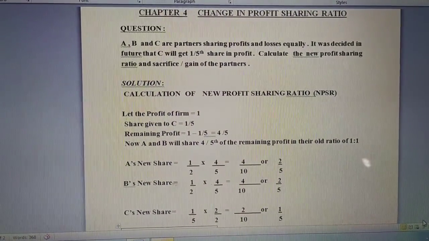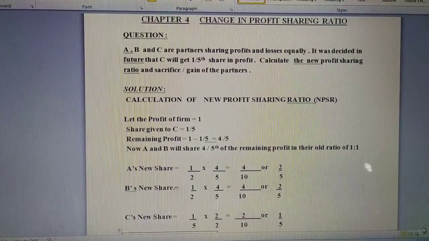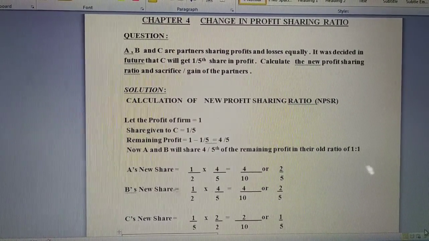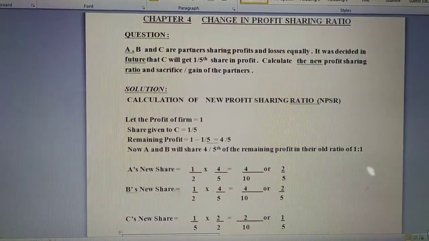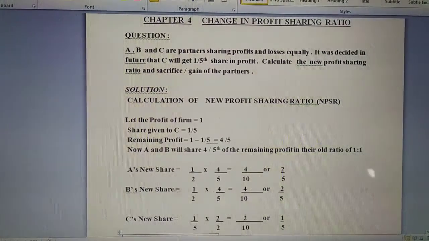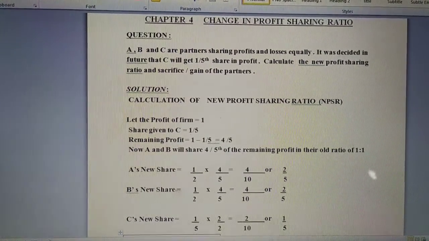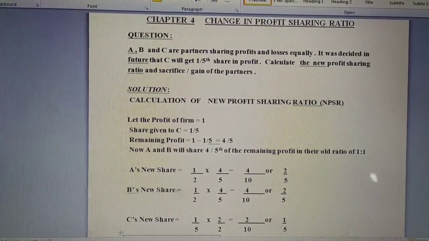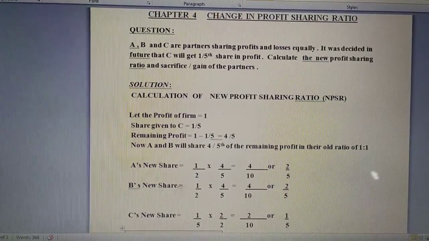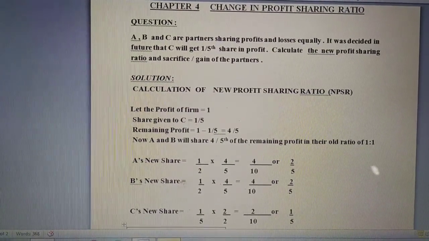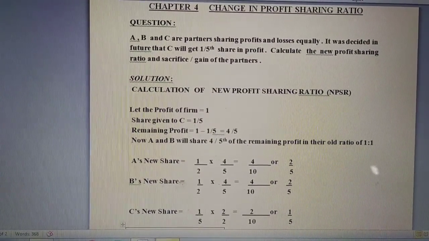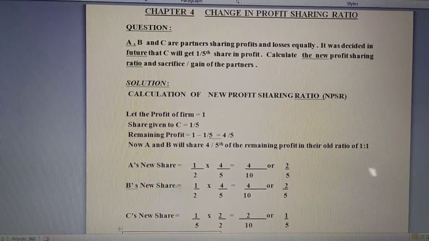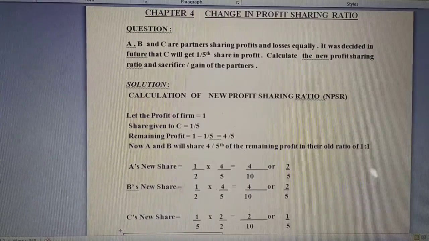A, B and C are partners sharing profits and losses equally. Now what is the meaning of equal ratio here? Three partners are there, so each will get 1/3. The ratio was 1:1:1, so each partner's share will be 1/3. It was decided that in future C will get 1/5 share. Calculate the new profit sharing ratio and sacrifice or gain of the partner.